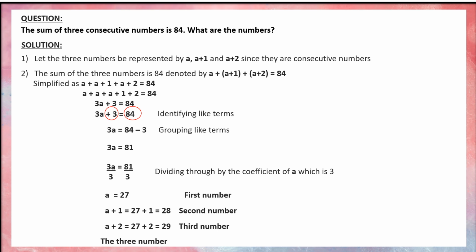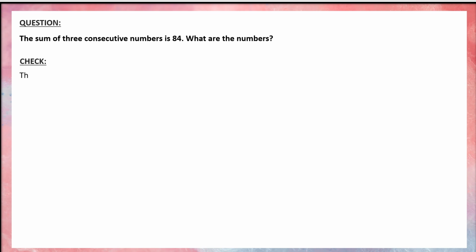So that means we have the 3 numbers. The 3 numbers are 27, 28, and 29. Now you can see clearly that these numbers are consecutive. Consecutive means they follow each other. So what we'll just simply do here is to do a check. We'll do a check to be sure we are correct. So the 3 numbers are what? 27, 28, and 29. They follow each other immediately after each other, and therefore they are consecutive.